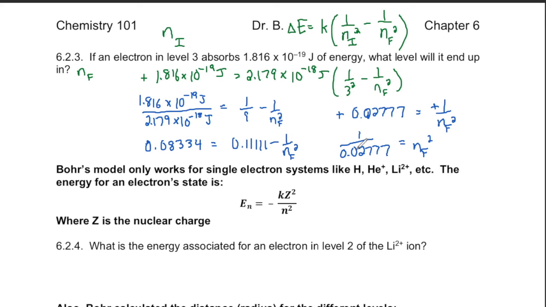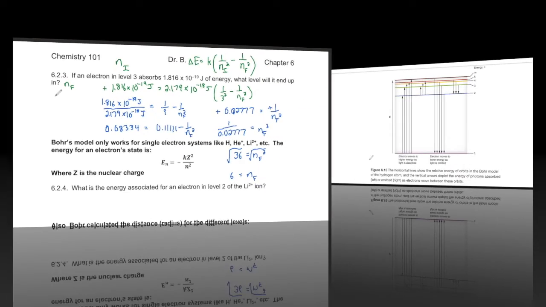We get 1 over 0.02777 equals n final squared. 1 over 0.02777 actually equals 36. And so we take the square root of both sides, and we have the final level being equal to level 6. So this amount of energy causes a jump from level 3 all the way up to level 6.